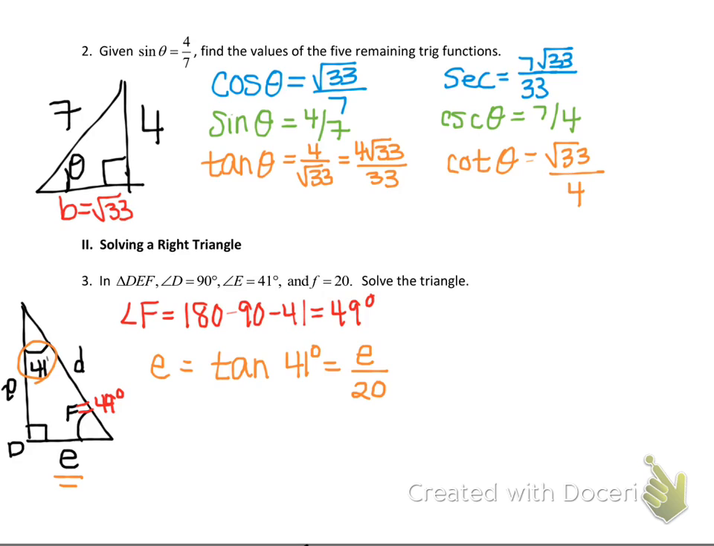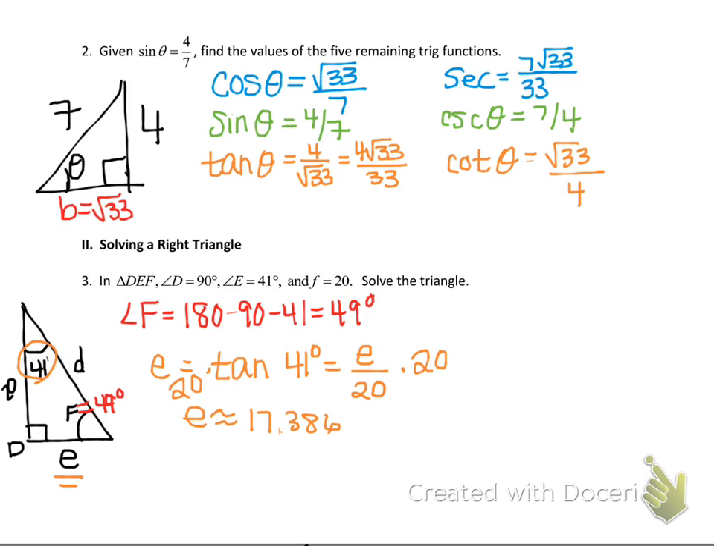So in your calculator, since it's in degree mode, you're going to do tangent of 41, and then to get E by itself, we're going to multiply it by 20. So E should equal about 17.386.